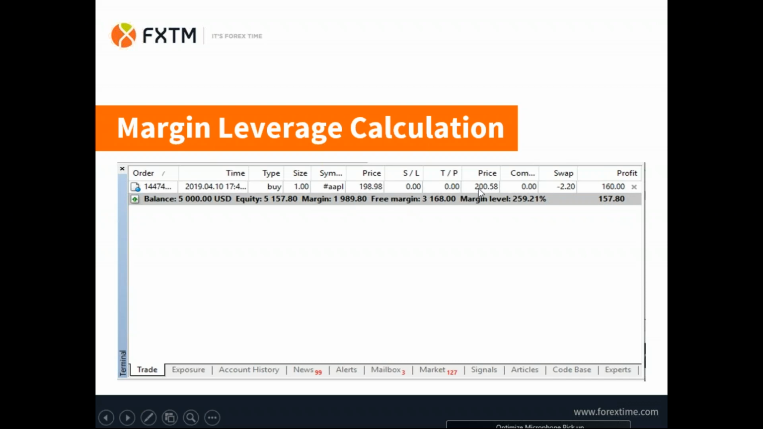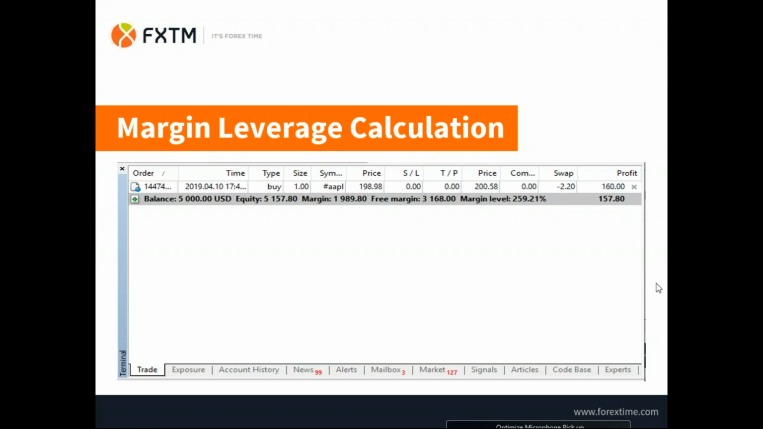The difference between this price and this price is $1.6. $1.6 into 100, because 1.00 means 100 units of Apple shares. So 100 units into 1.6 is 160. So after the swap, this is the amount that you will get in profits. That's how you can calculate the margin while you are trading through an FXTM Shares account.